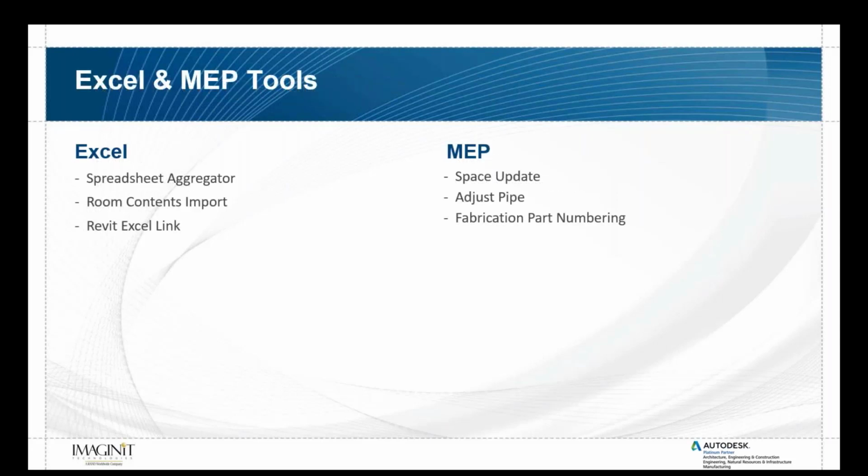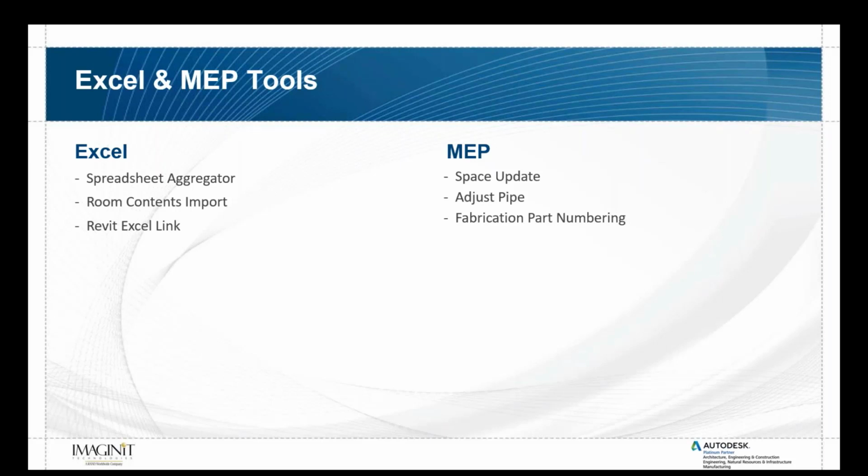Excel and MEP tools. I've used an Excel workflow in the past, either if you are adding revisions on sheets, or, for example, one of the clients that I helped with a few weeks ago wanted to extract the X and Y coordinates of columns that they're using on site for building purposes. You can definitely use the Revit Excel link tool to extract that information.